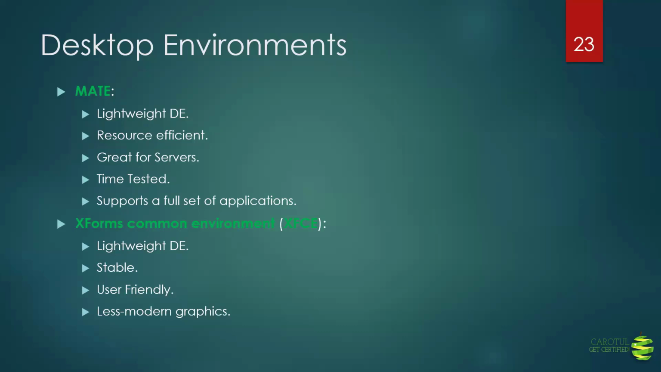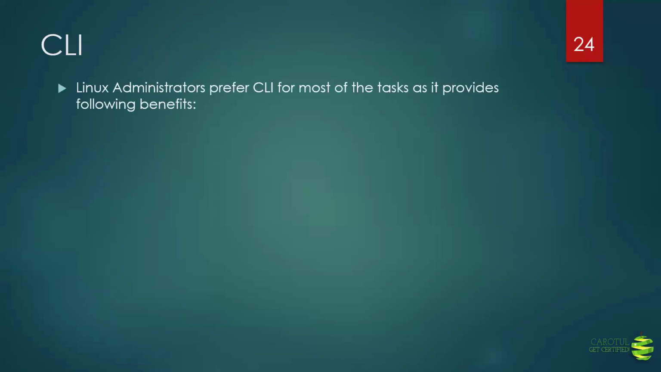But enough of the GUI part. Let's talk about the CLI. What exactly do we mean by CLI, or command line interface? So you will see that Linux administrators prefer CLI for most of the tasks as it provides many benefits. Like, it is quicker. If you know the command line, you will see that the graphical user interface will always be slower because that is another layer of configuration before the commands can go to the kernel. CLI can directly send the commands to the kernel.